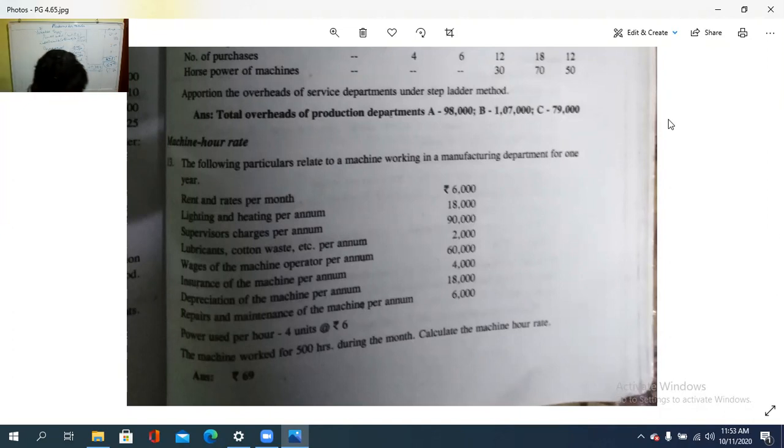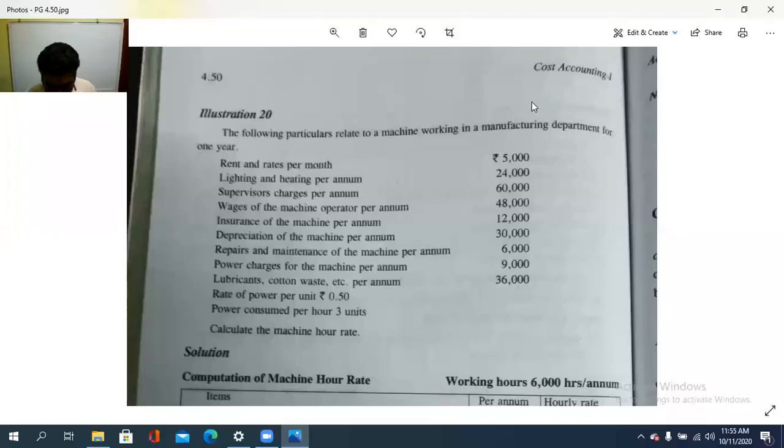So in this way, we are calculating the total of the variable expenses and the total of the fixed expenses together, which constitute the machine hour rate. So clear? This is the machine hour rate calculation. So students, one more problem we will do. The rest of the problems you can do by yourself, the same method, the same mode.